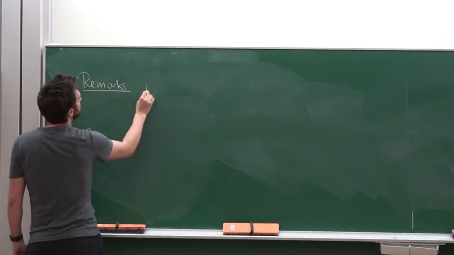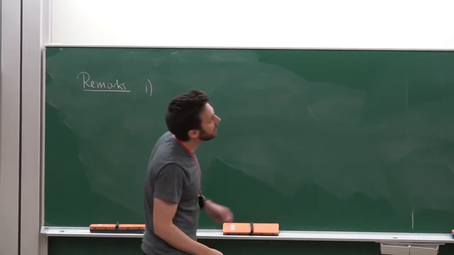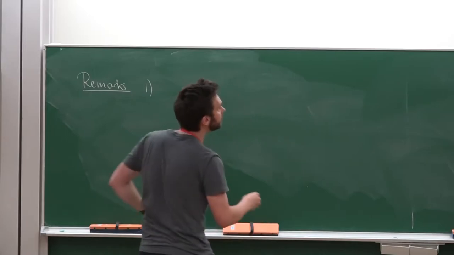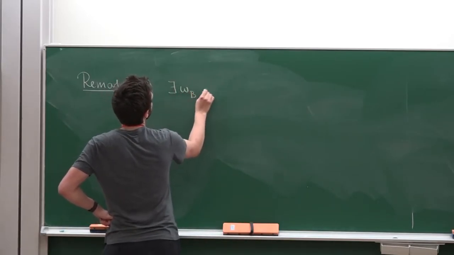So the first is, what is this omega_B? The existence of omega_B and the uniqueness. This is due to Song and Tian.